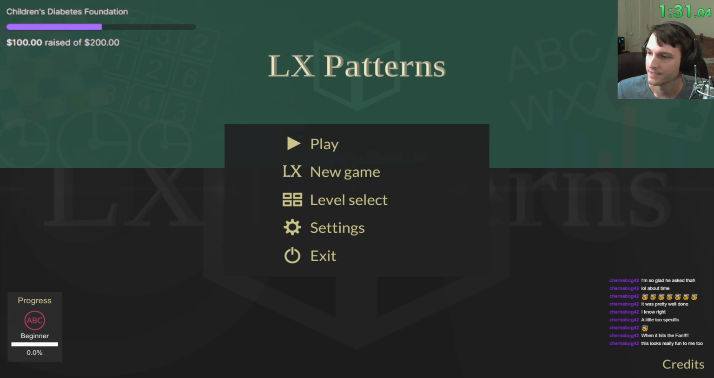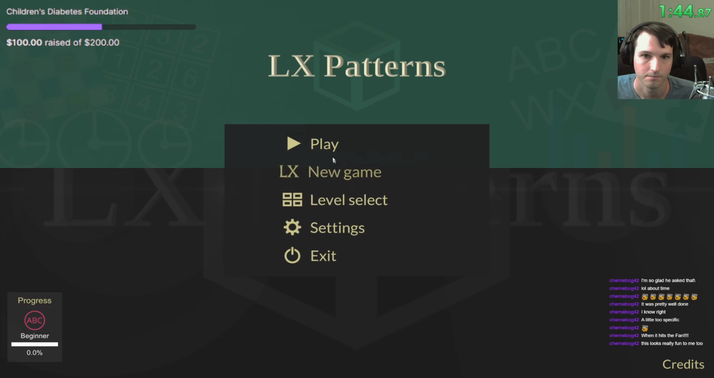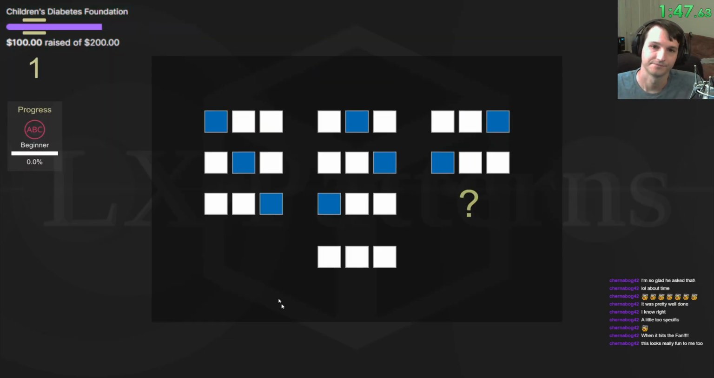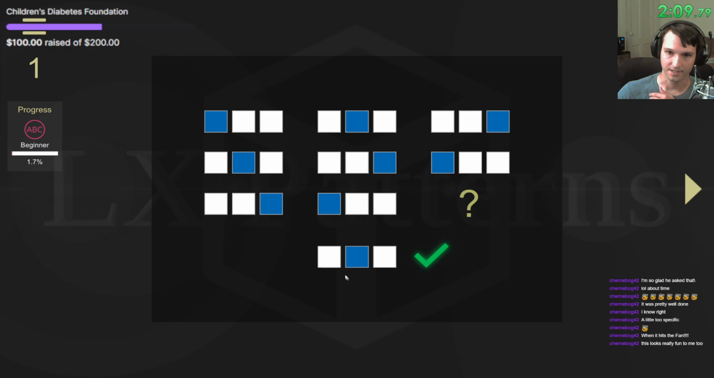Alrighty. Let's get into some patterns. So it's got a level select, nice. New game. Settings. Dark theme, absolutely. Play. Alright, here we go. Oh, okay, I see. I wasn't sure what I was actually trying to solve. The painted square advances one into the next pattern and returns to the beginning at the end. That's what I saw. For some reason, I thought I was doing all three of these. I'm like, why is there only one?